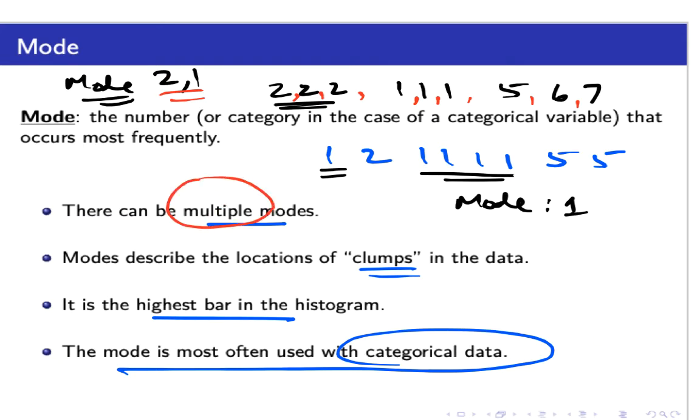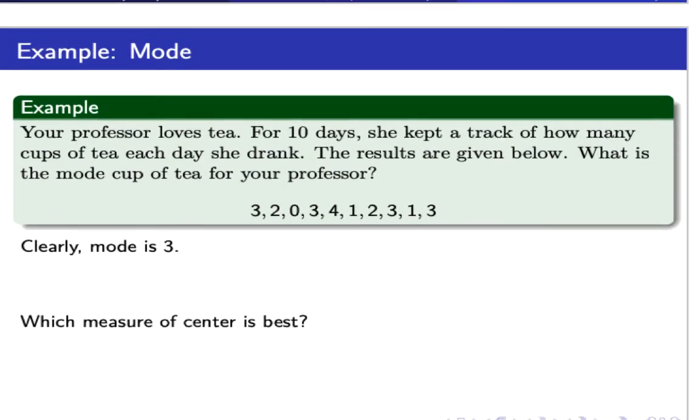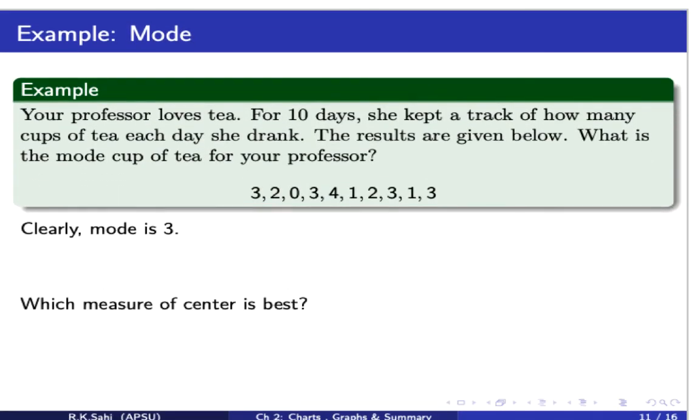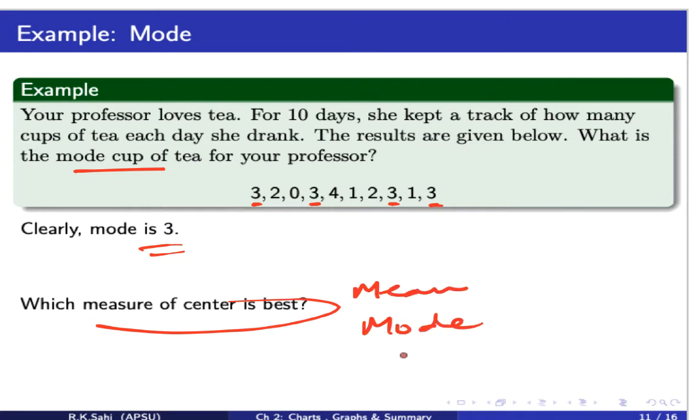Okay, let's go back to your professor's example, guys. Now, as I said, your professor loves tea. For 10 days she keeps track of how many cups of tea she's having. Now we'd like to look at the mode for your professor. Clearly, the number 3 pops up 4 times. So the mode is 3. Now the question that comes up is, which measure is the best measure? Is it mean? Is it mode? Or is it median?